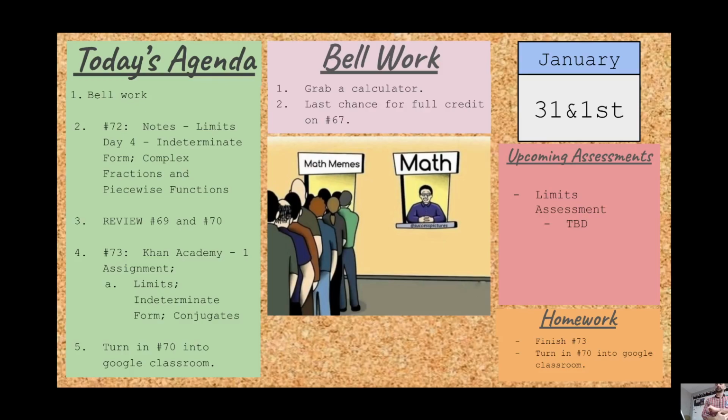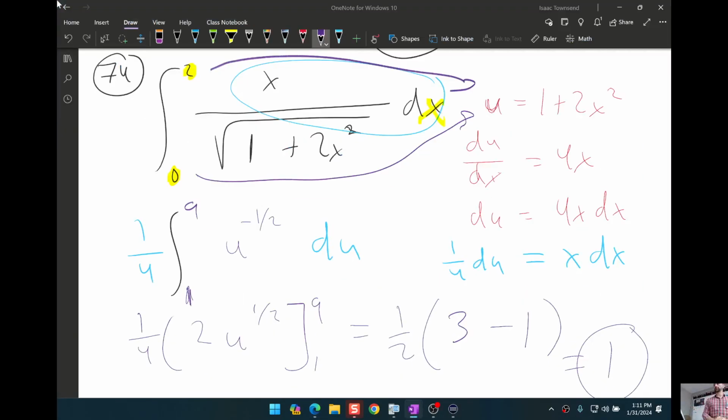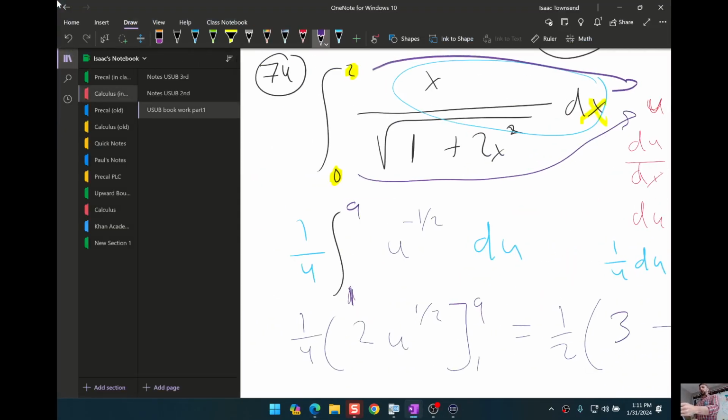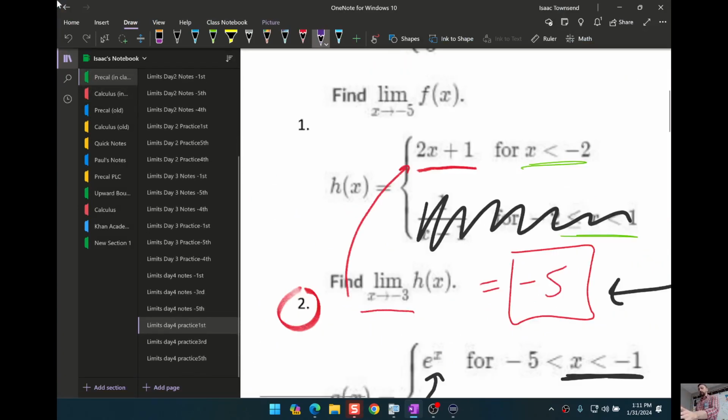Similar to the last couple of classes, I'm trying to give you a manageable amount of content, so just a little bit, which would be 72, and then ask you to practice a little bit of one of the things we've done past days. So I have one Khan Academy for you at the end of class, and it is the conjugate type questions we did last time. Those just take a little more practice because those are a little bit harder.